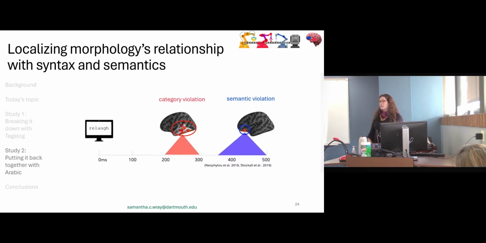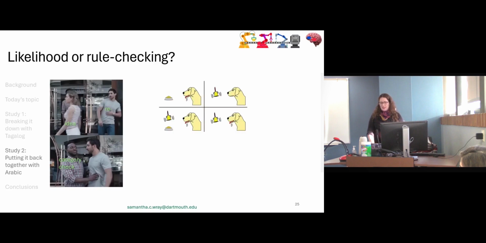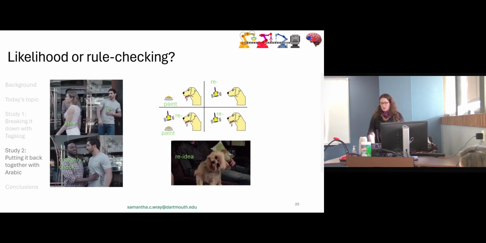If you're reading something like repaint, you don't see either of these activity patterns. These are things associated with violations of those guidelines. So is it more like this, in which re wants to attach with idea but is stopped by a category check? Or is it that we tend to see re and paint, re and paint, re and paint, and so when we see re-idea, we get surprised, right? The former is a hard and fast rule. The latter is more like tracking statistical properties.